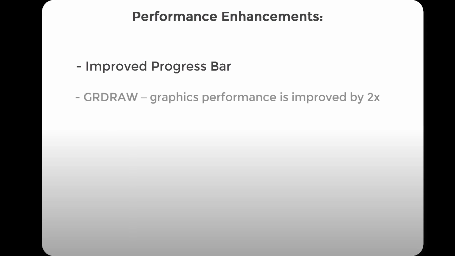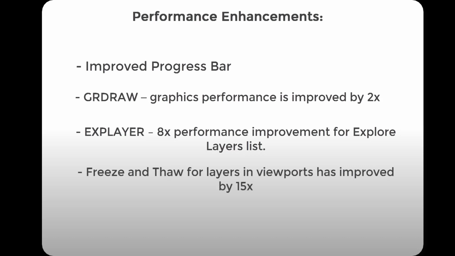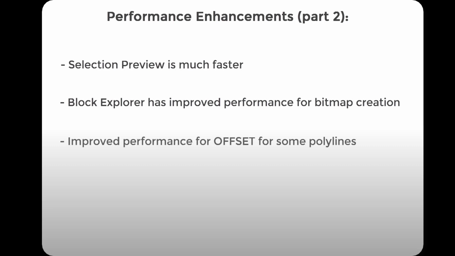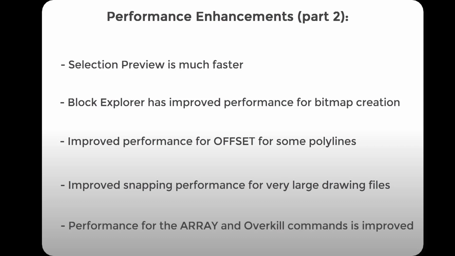Let's move to the performance enhancements. The first one is the new progress bar. GRDraw graphics performance is improved. 8x performance improvement for Explorer Layers list. Freeze and thaw for layers in viewports has improved by 15x. Selection preview is much faster now. Block Explorer has improved performance for bitmap creation. Performance for offset for some polylines. Snapping performance for very large drawing files, as well as performance for the array and overkill commands is improved too.